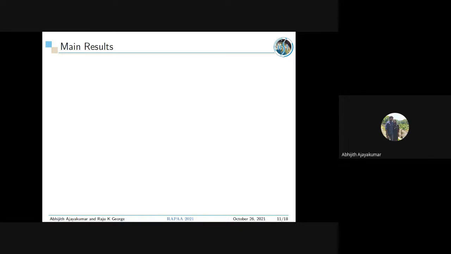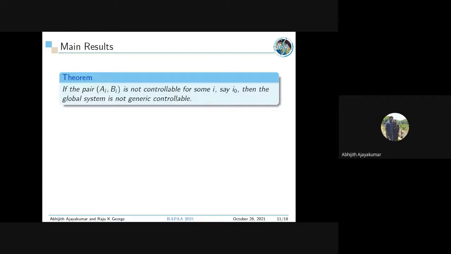So we find some necessary and sufficient conditions for the generic controllability of a networked system with heterogeneous dynamics. The first theorem is this: if the pair (A_i, B_i) is not controllable for some i, then the global system is not generically controllable. So it is a necessary condition.